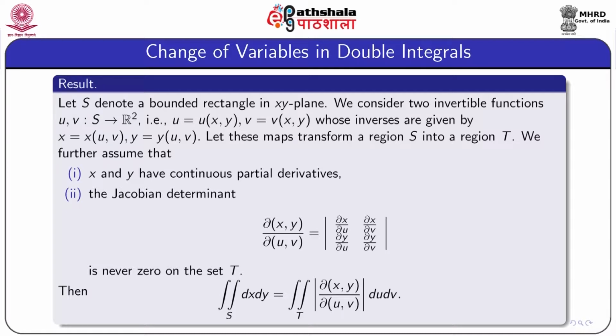We further assume that, first, x and y have continuous second order partial derivatives. Secondly, the Jacobian determinant del x y del u v is never 0 on the set T. Then, the double integral over S of dx dy equals the double integral over T of the modulus of the Jacobian del x y del u v du dv.